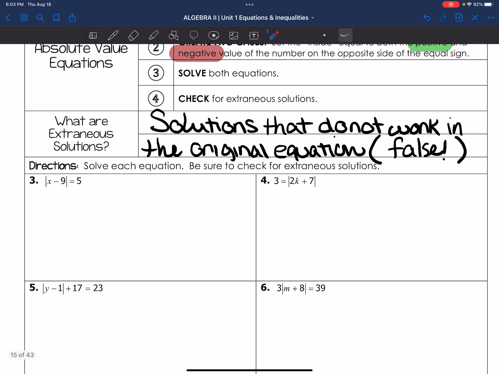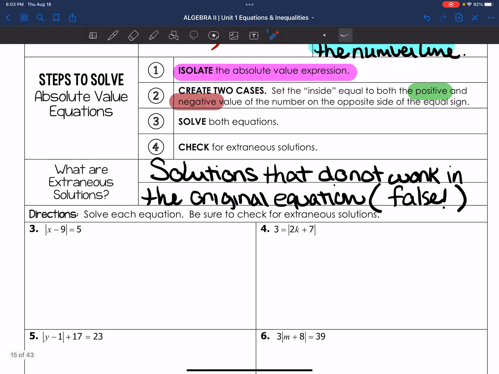Contrast that here with this problem of 5. You see how there's something that is added to the absolute value? Number 3, step number 1 is actually already done. So then we move on to step number 2, which is to create our 2 cases.